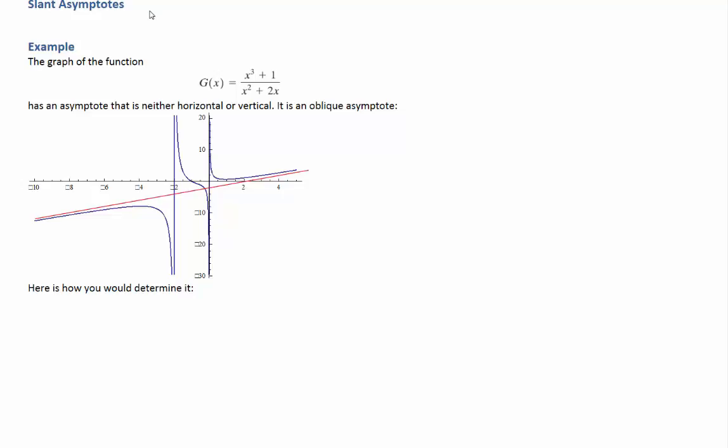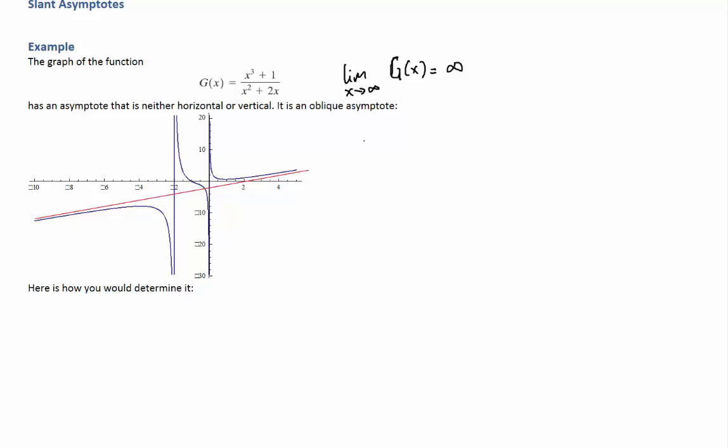In this video we're going to look at slant or oblique asymptotes, and they happen when the degree of the numerator is larger than the degree of the denominator. You see right here the degree is 3 in the numerator, the degree of the denominator is 2, so the degree of the numerator is larger. So we don't have a horizontal asymptote, as the limit as x goes to positive or negative infinity of g of x is going to be, in this particular case, positive infinity, but it could also be negative infinity.